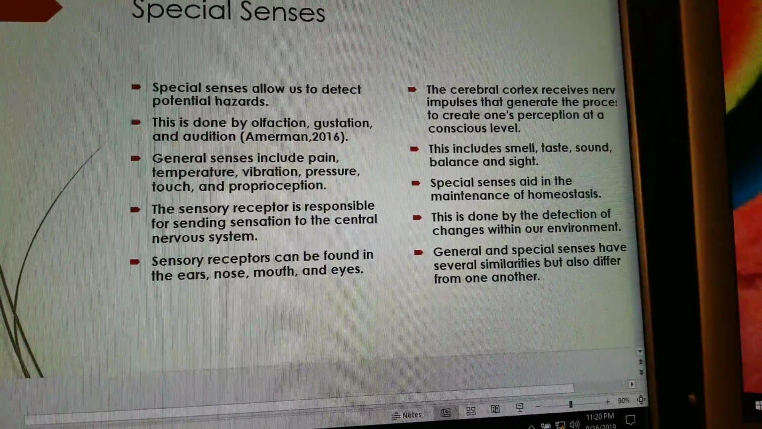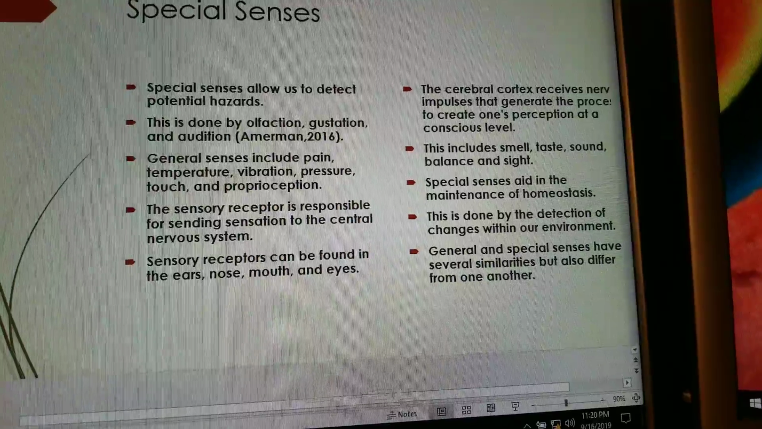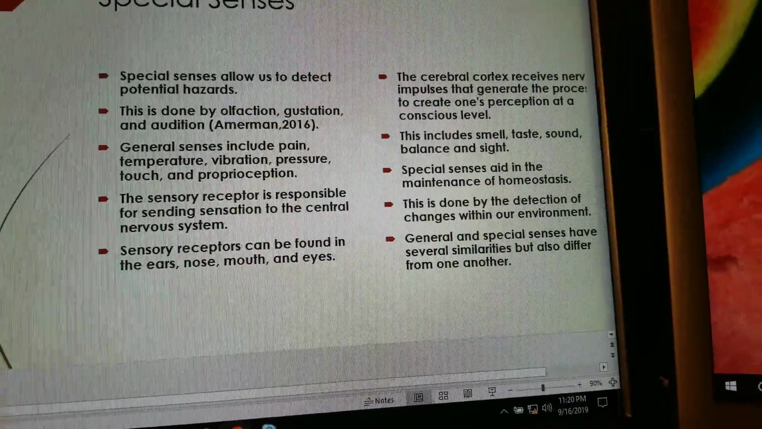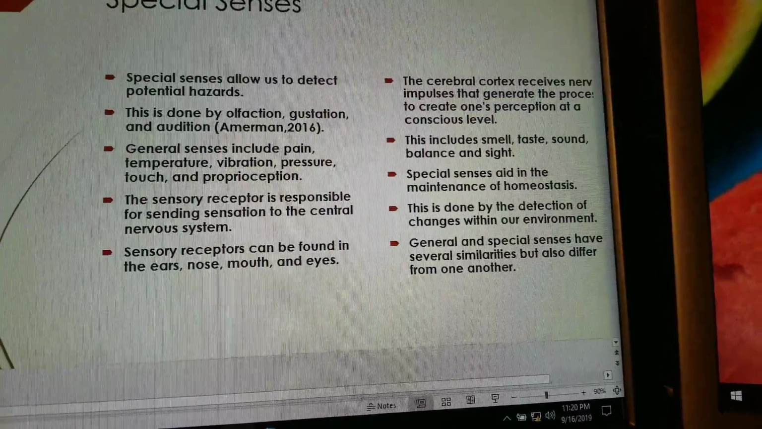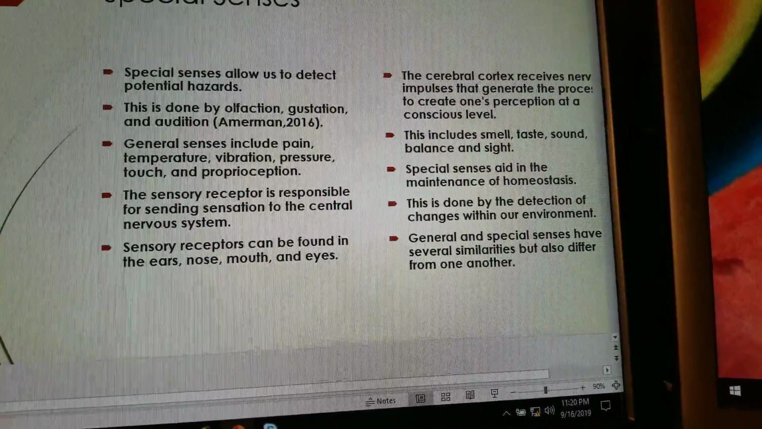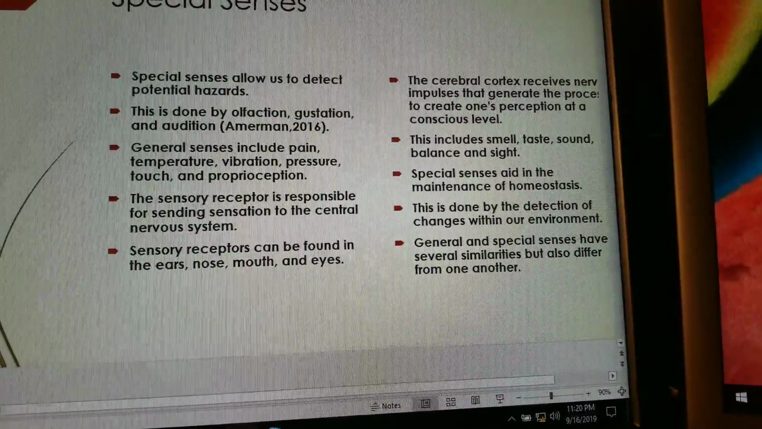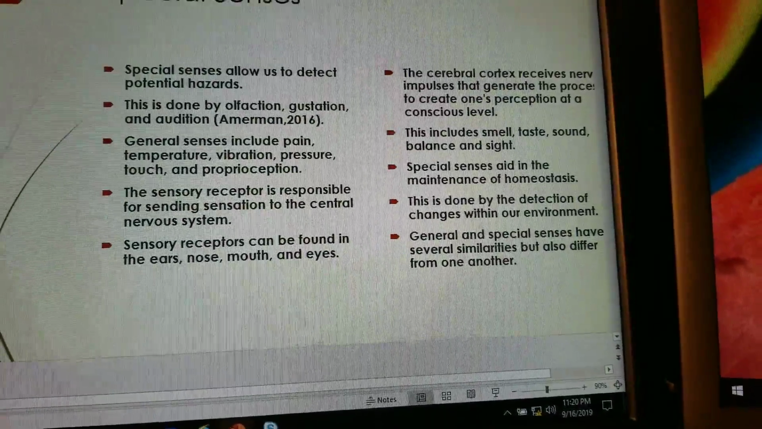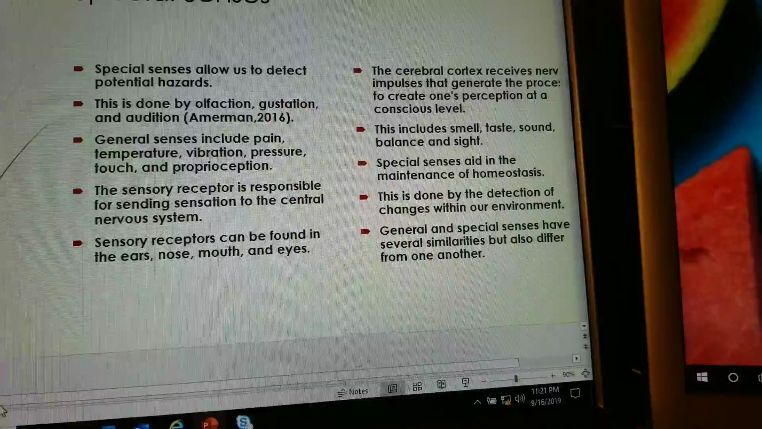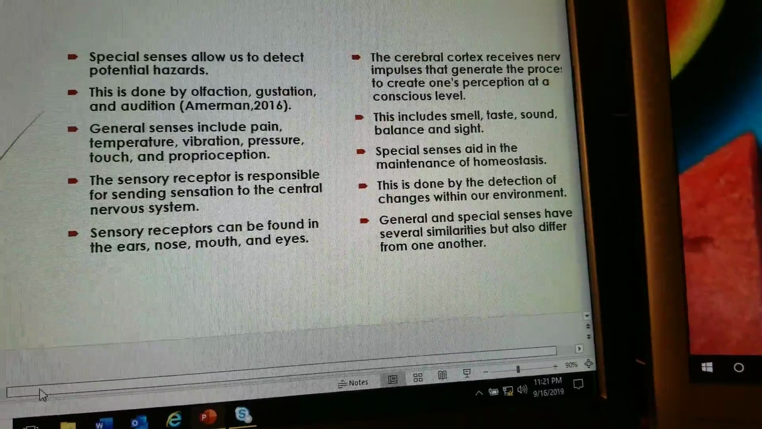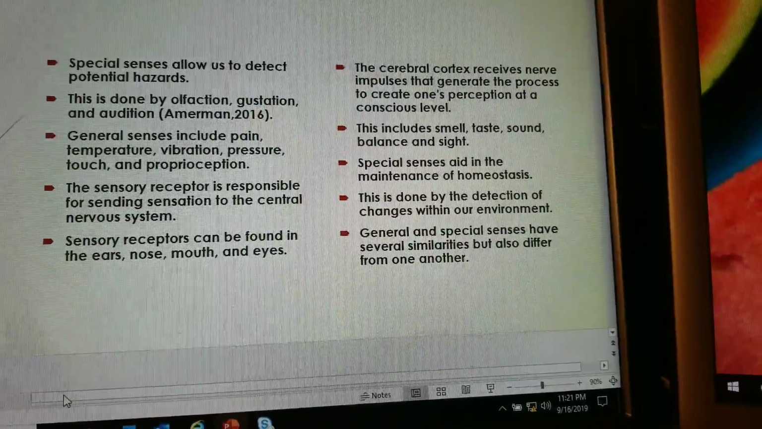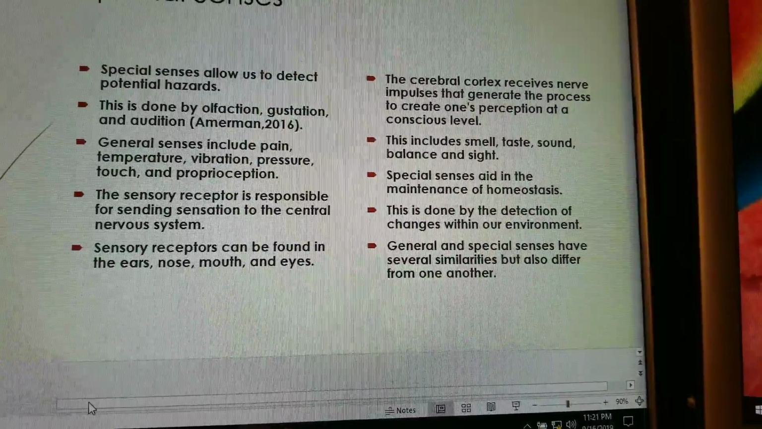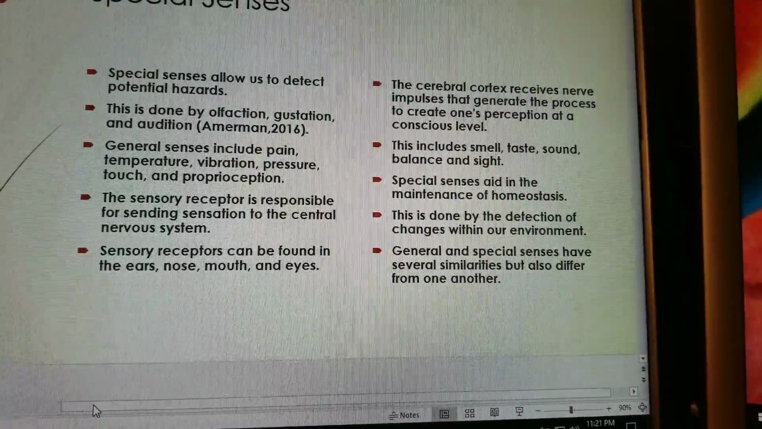The cerebral cortex receives nerve impulses that generate the process to create one's perception at a conscious level. This includes smell, taste, sound, balance, and sight. Special senses aid in the maintenance of homeostasis. This is done by the detection of changes within our environment. General and special senses have several similarities but also differ from one another.